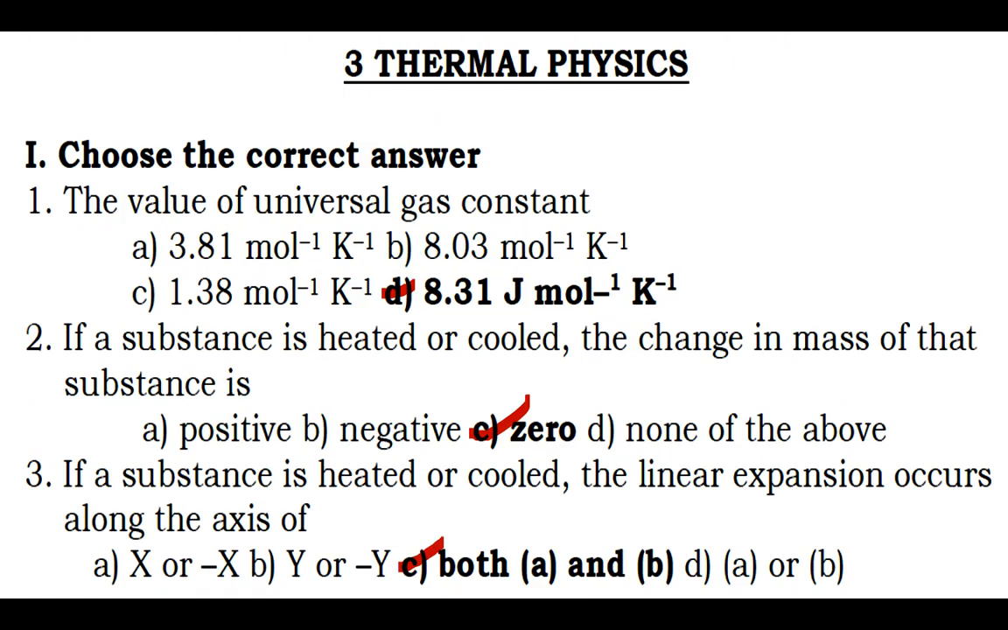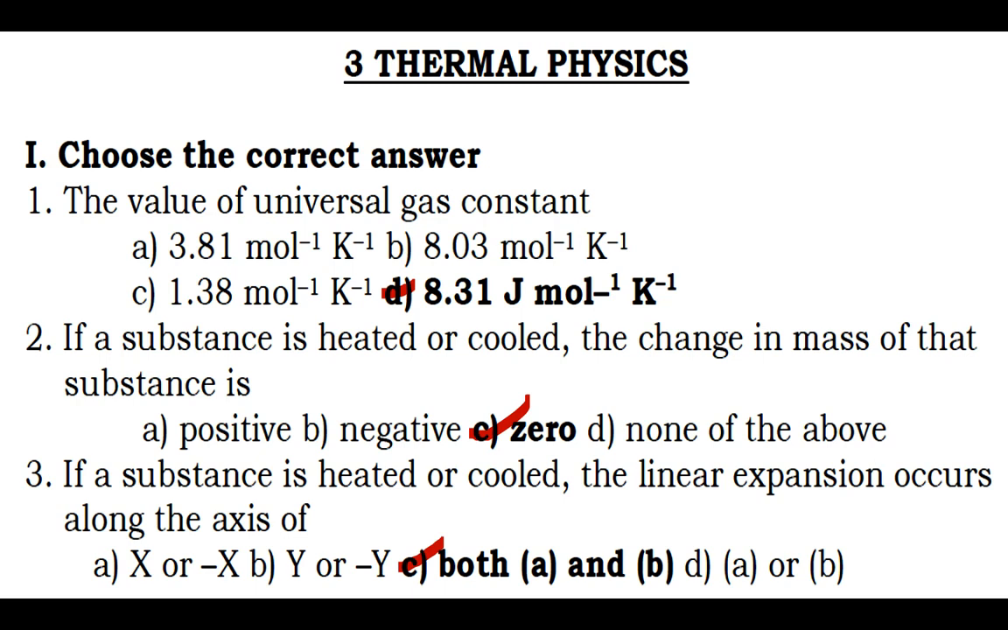Third lesson, thermal physics. Question number 1. The value of the universal gas constant is option B, 8.31 joule mole power minus 1 Kelvin power minus 1. Question number 2. If a substance is heated or cooled, the change in mass in that substance is option C, 0.